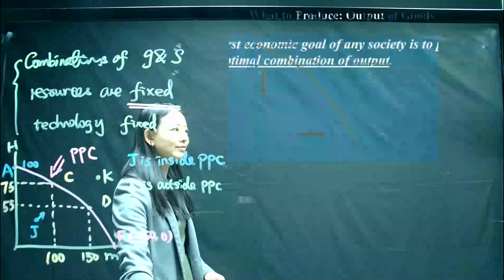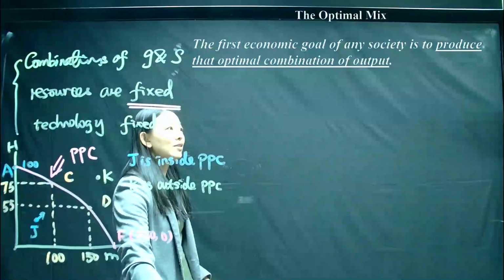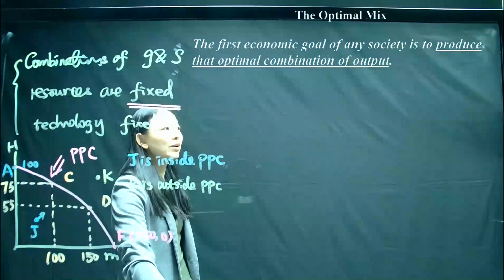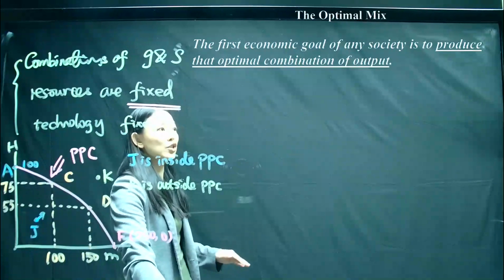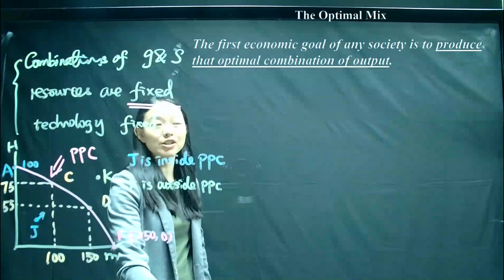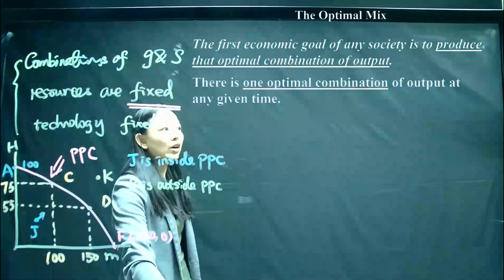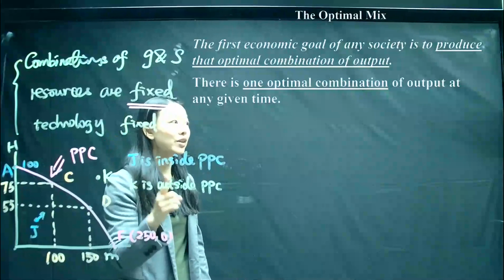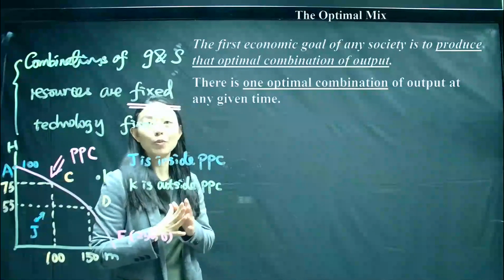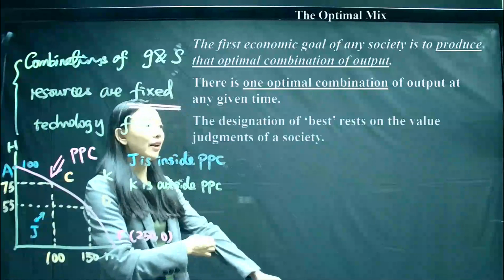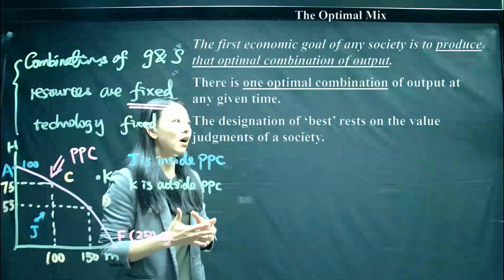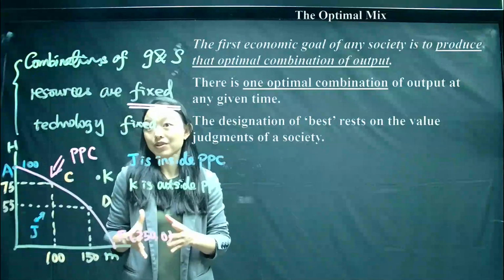Now let's move on to talk about the optimal mix. The first economic goal of any society is to produce the optimal combination of output. There is always one optimal mix, or optimal combination of output, at any given time. And the designation of the best rests on the value judgment of the society.